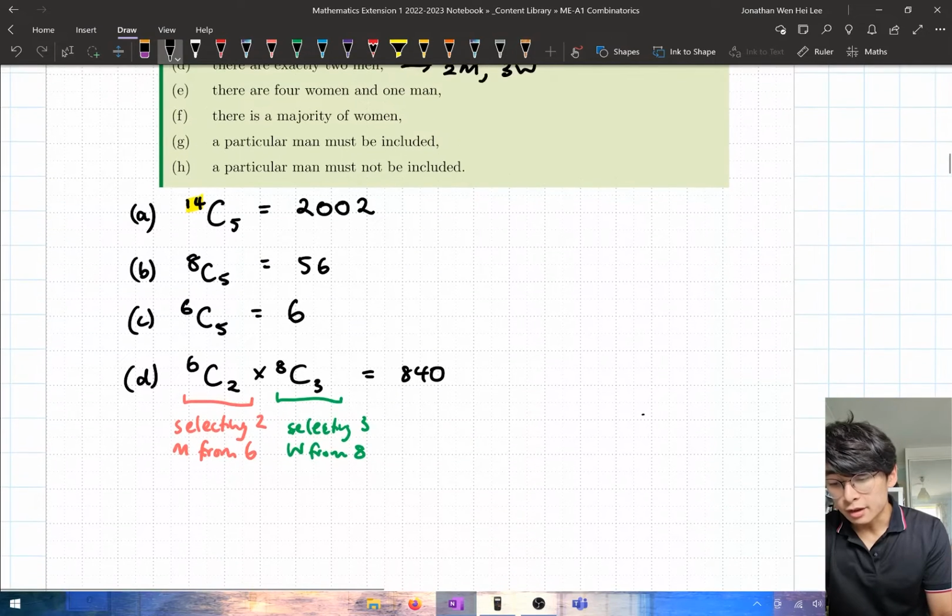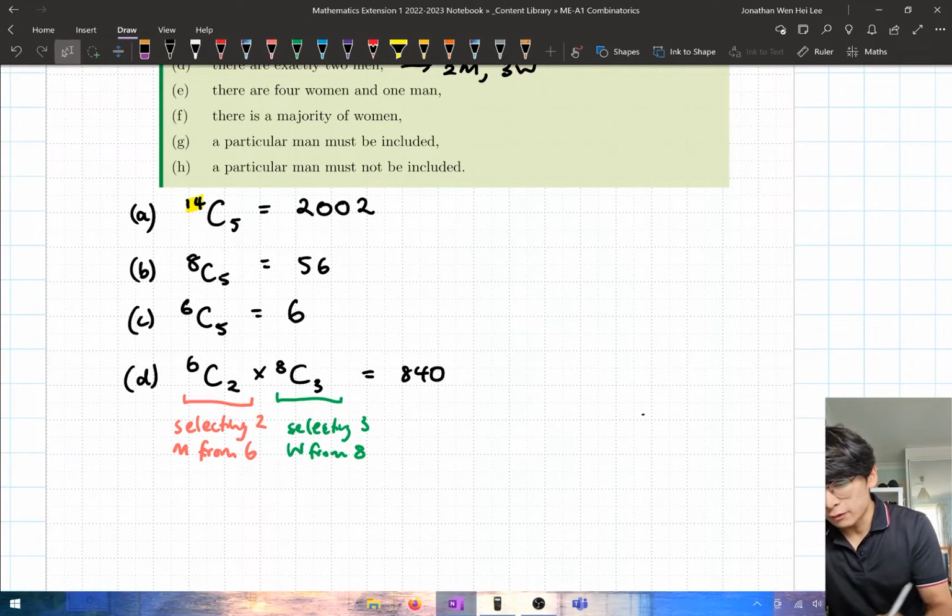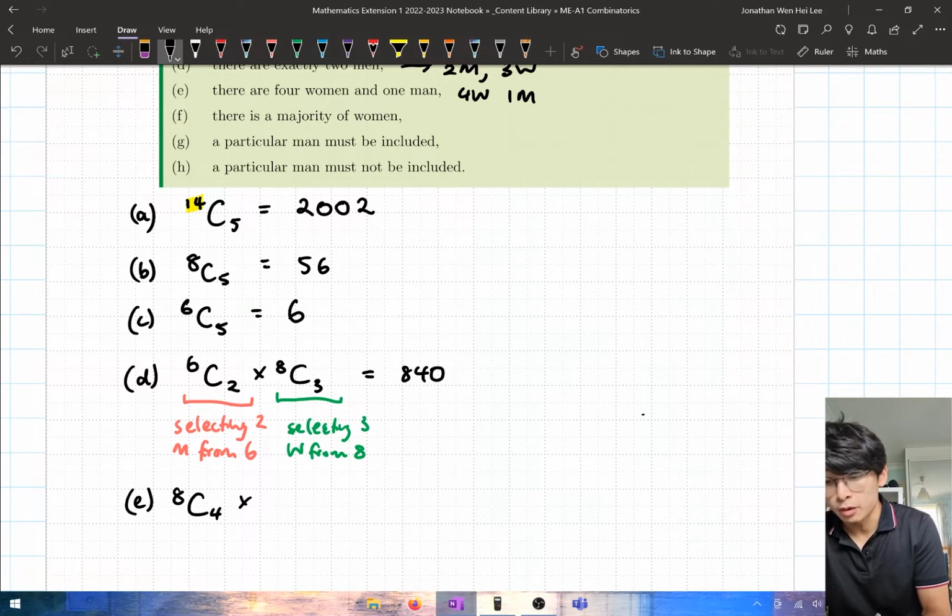Part E. Now there's 4 women and 1 man. Hopefully you can see that it's quite similar to this one. If there's 4 women and 1 man, for this one we're going to select the 4 women. There's 8 possible women to choose from. We're going to select 4, and we're going to multiply that by, for the 1 man, there's 5 possible men, and we're choosing 1.